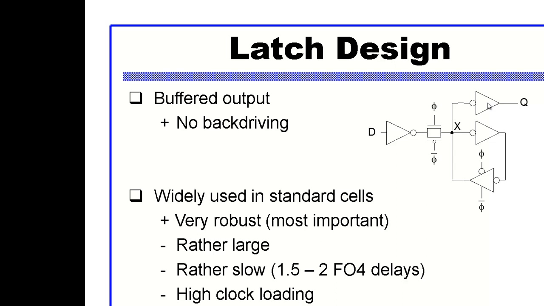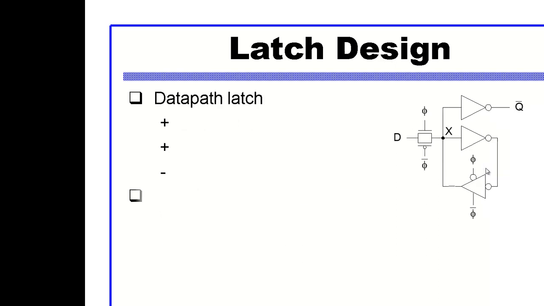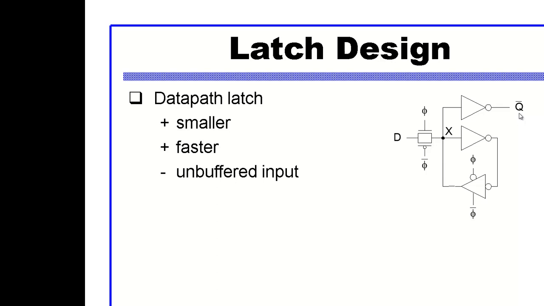And then you also have a high clock loading, because you have clocks here and you have clocks here, too many clock loadings. So now there is another concept, called a data path latch, which has no buffer at the input side. Then you will get only Q-bar there. So it's smaller and faster, and it's an unbuffered input, that's the only drawback that we have.